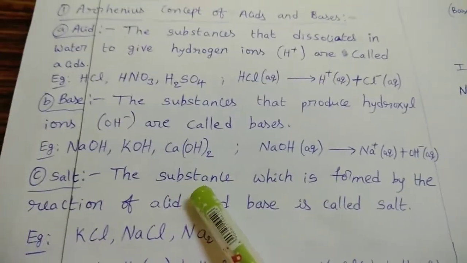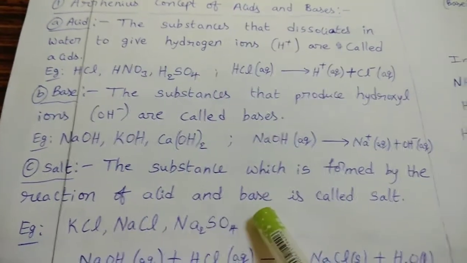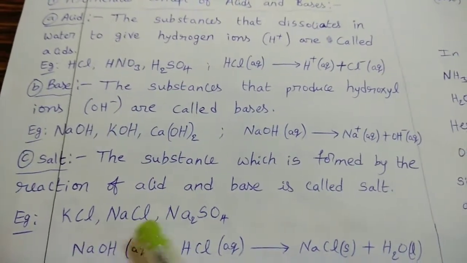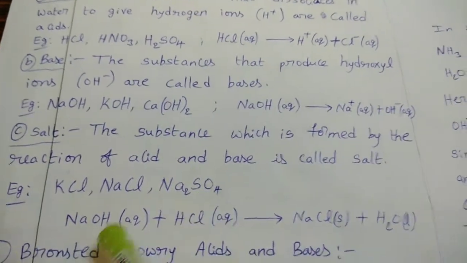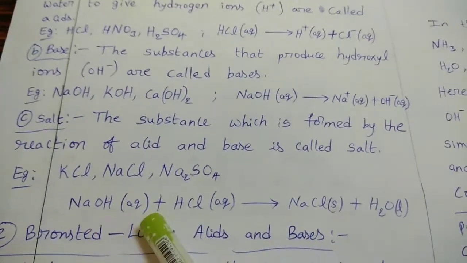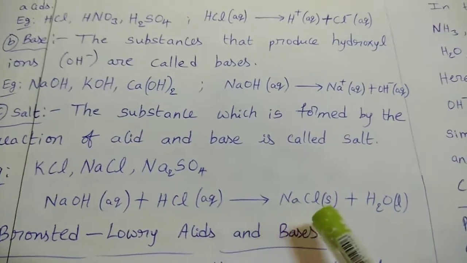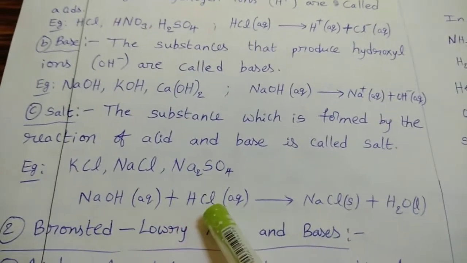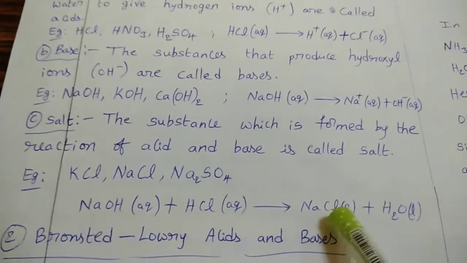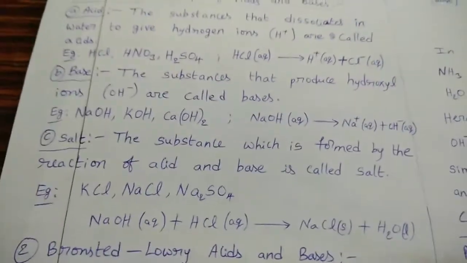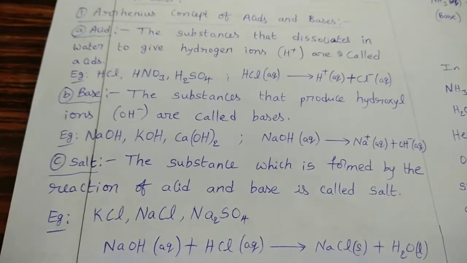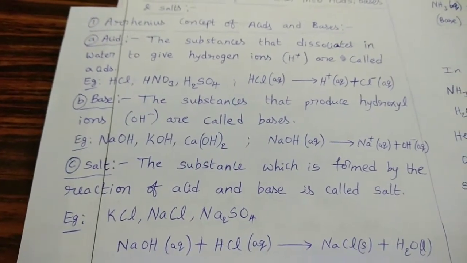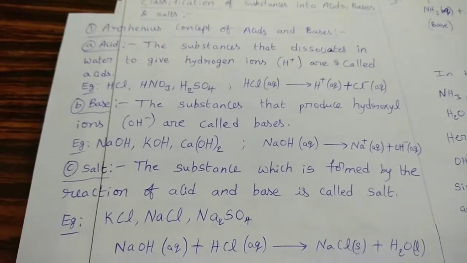Next, salt. The substance which is formed by the reaction of acid and base is called salt. Example, KCl, potassium chloride, sodium chloride NaCl, sodium sulfate Na2SO4. Say the reaction. NaOH aqueous solution is added to HCl aqueous solution. We can get NaCl salt and H2O. Here NaCl is formed by the combination of acid and base. So it is a neutral substance. This is called salt. In this way, Arrhenius classified the substances into acids, bases and salts based upon the releasing of ions in aqueous solution.